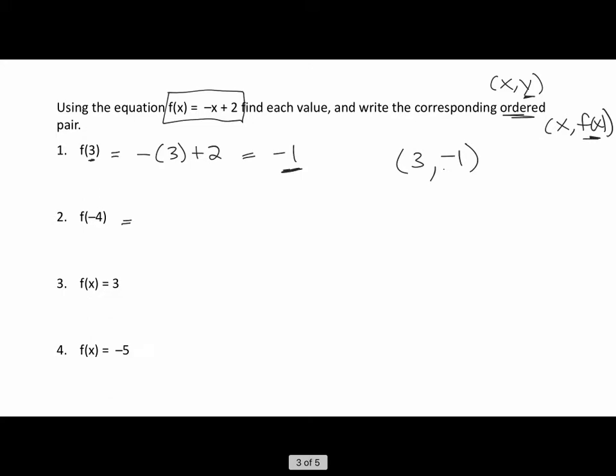For f of negative 4, we're going to put negative 4 in for x. Everything else stays the same. So negative of negative 4 is positive 4, and 4 plus 2 is 6. So we input an x of negative 4, and we got an output of 6 for f of x, or y.